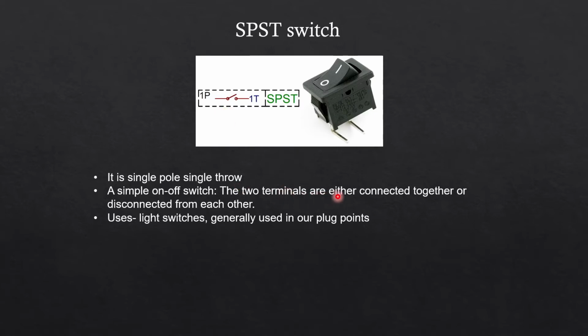The two terminals are either connected together or disconnected from each other. So when you press it to one, the terminals get connected. If you press to zero, it won't get connected. It is mainly used in light switches, and generally in our day-to-day activities, mainly in our plug points.